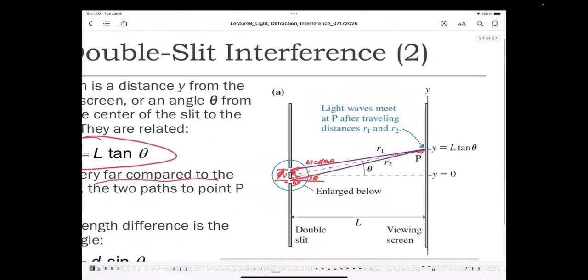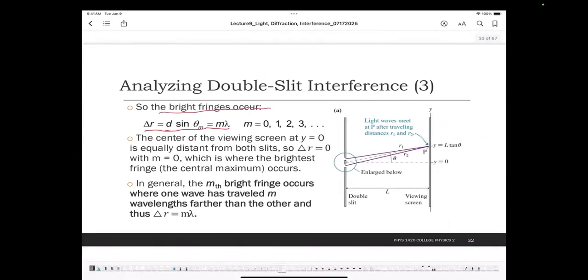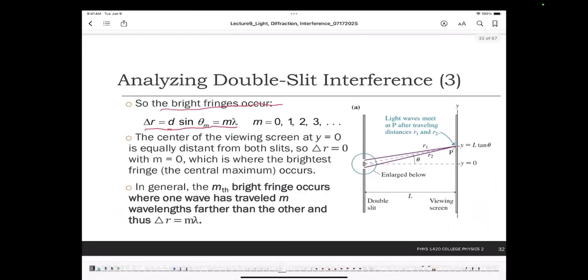Yeah. So we can get this equation: the path length difference is this short length of the triangle, and it equals d sin theta. Yeah, we can get that from this analysis. And then the bright fringes occur because we know this is a path length difference. So if this path length difference equals a whole number of wavelengths, then it will have the bright fringes. Does it make sense to you?